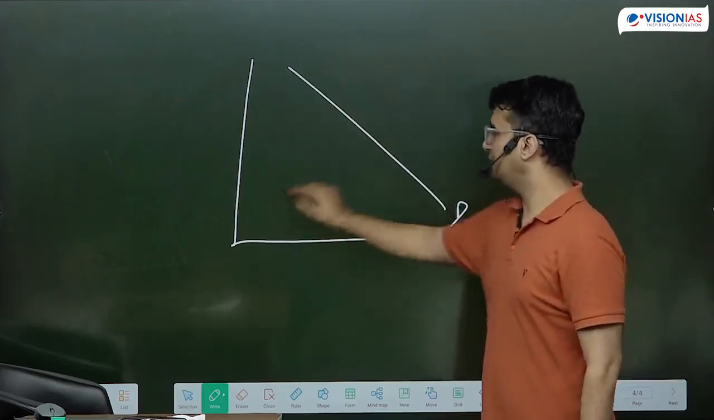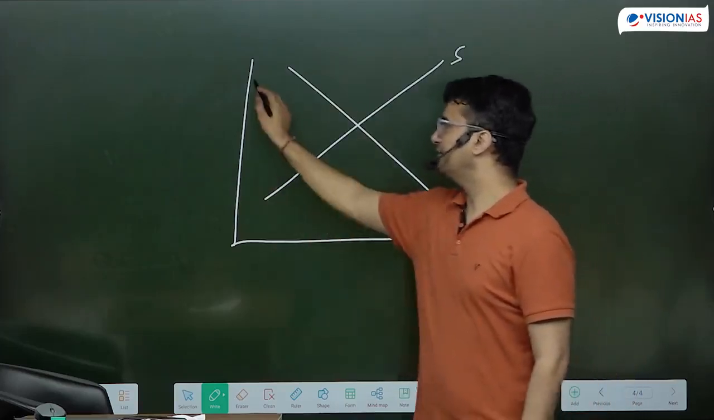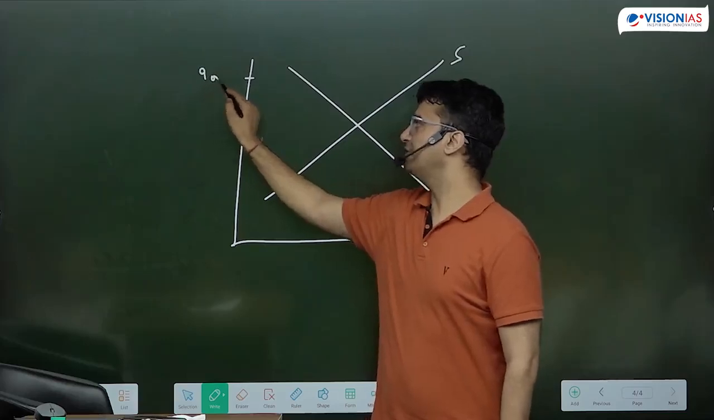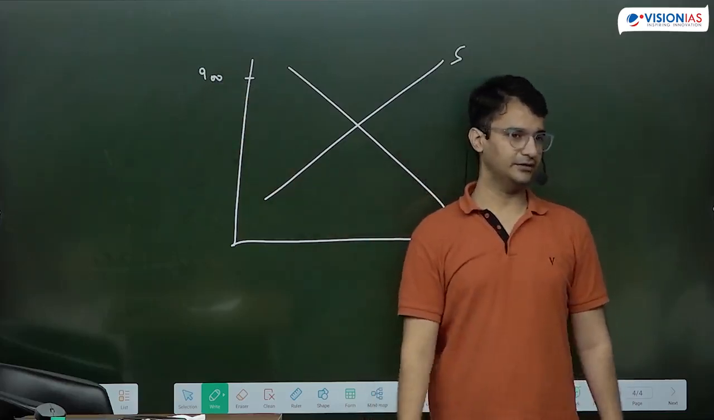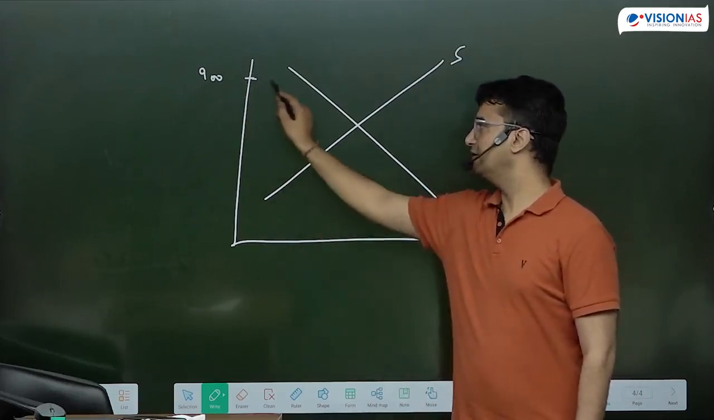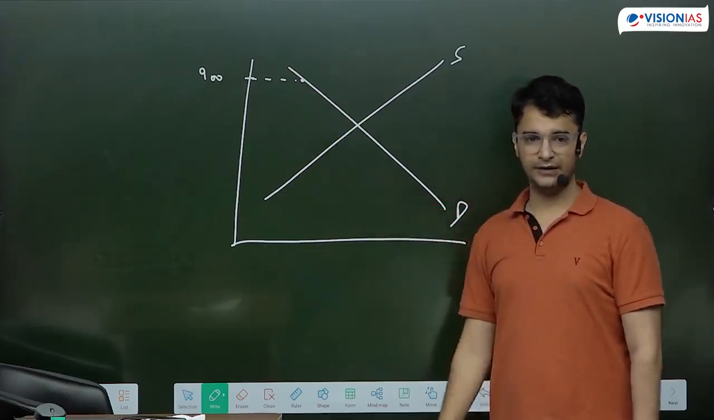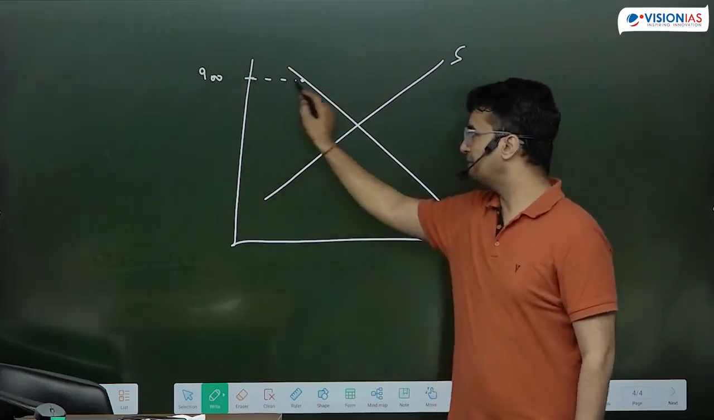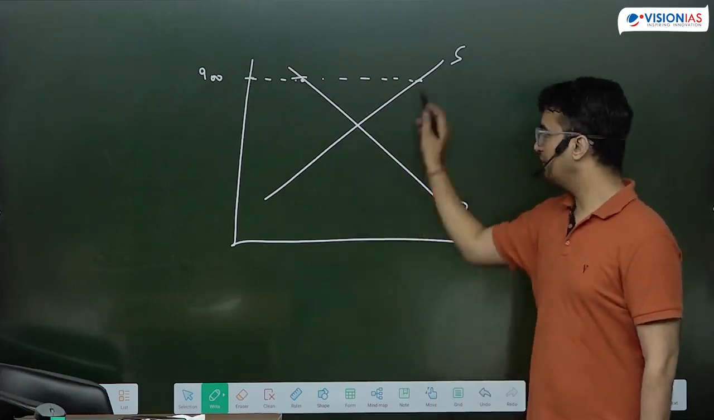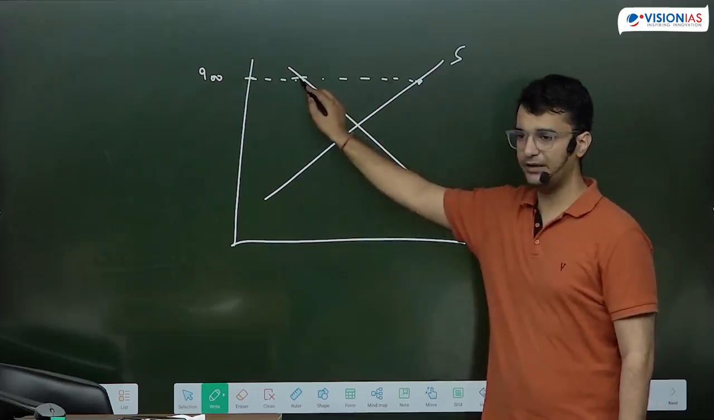This was my demand, this was my supply. Let's say this is my initially dominant price. Let's assume 900 rupees is my initial price, the dominant price in the market. At 900 rupees, this is my quantity demanded. At 900 rupees, this is my quantity supplied. This is the supply curve, here is my supply quantity, and this is my demand quantity.